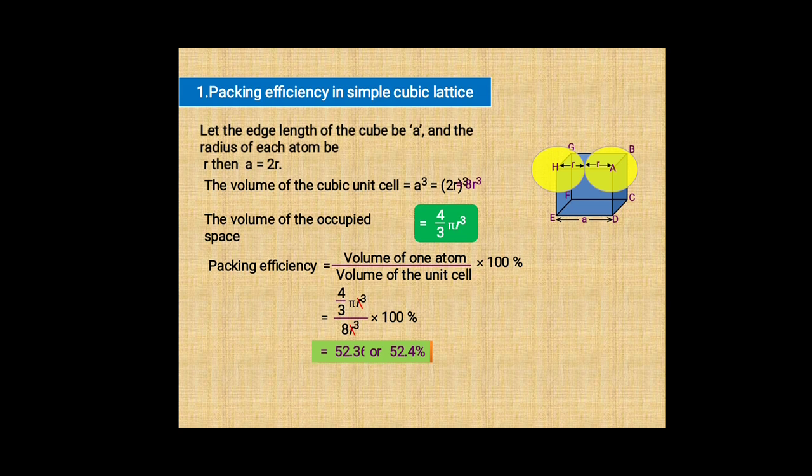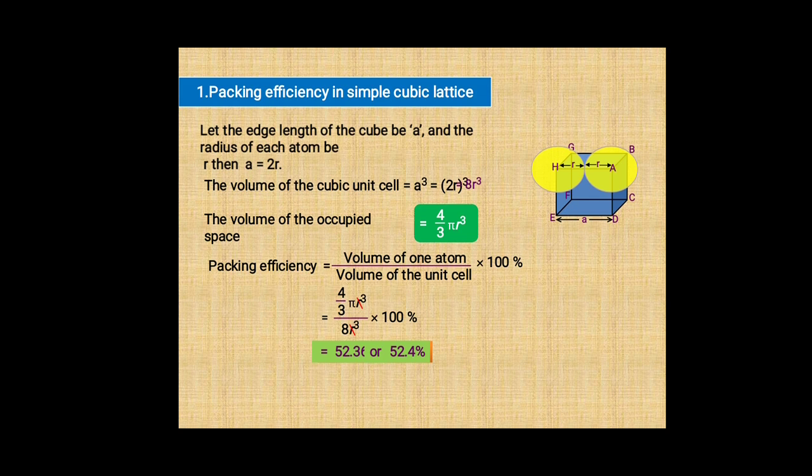a³ means (2r)³. What if we multiply 2r three times? It will give 8r³. So we have got the volume of cubic unit cell as 8r³. Okay, the volume of the occupied space, or the volume of one sphere, is equal to 1 into 4/3 πr³, that is equal to 4/3 πr³. How to calculate packing efficiency now?